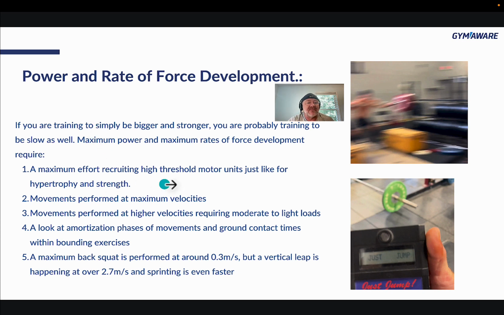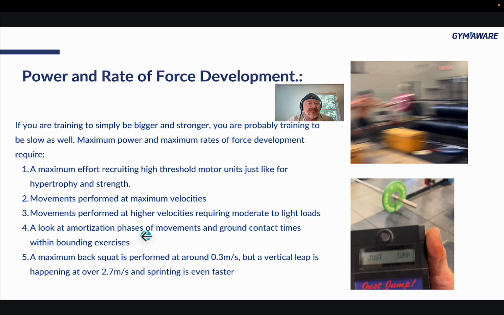So a maximum effort recruiting high threshold motor units, just like for hypertrophy and strength, is required. It's a requirement that movements be performed at maximum velocities. Movements performed at higher velocities require moderate to light loads. You also want to consider the amortization phases of movements and ground contact times within bounding exercises.